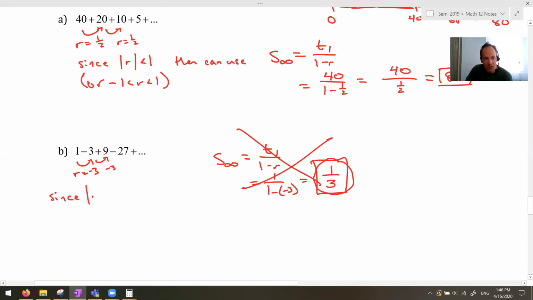So since the absolute value of r is greater than or equal to 1, you can't evaluate s infinity.